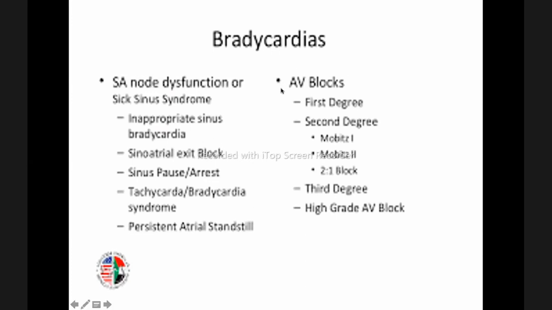Okay? Then the AV blocks means the blocks at the AV junction can either be a first degree, or we'll talk about that. It could be a second degree one, either Mobitz 1 or 2. And there's this special one called 2-1. Or it could be a third degree or a complete AV block.